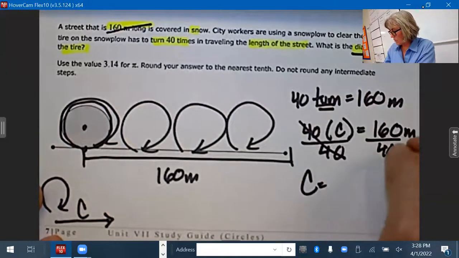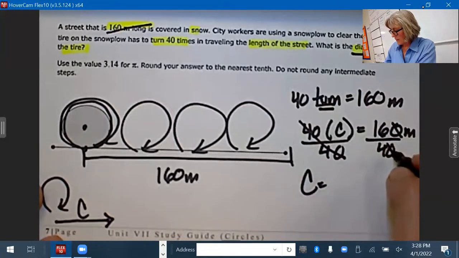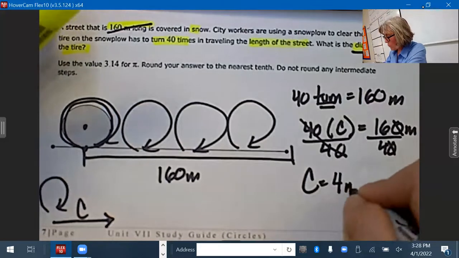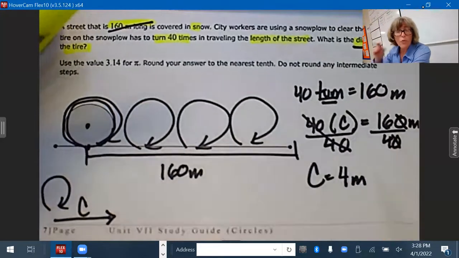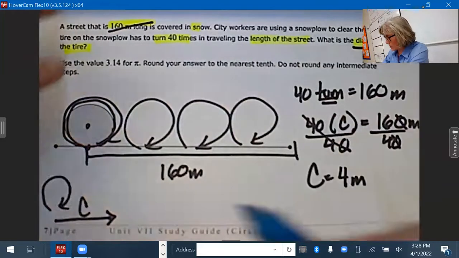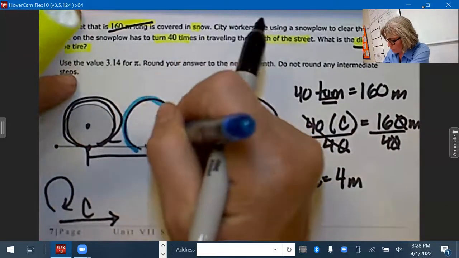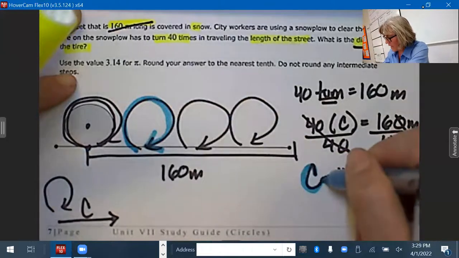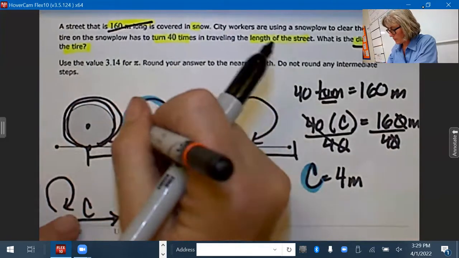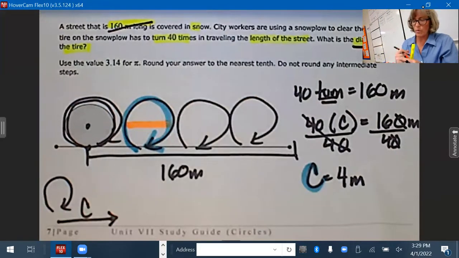Circumference equals, and we have here 4 meters. Be very careful. 4 meters is not your answer. You're not being asked for the circumference of the circle, which that is. You're being asked for the diameter. That's what you're being asked for.